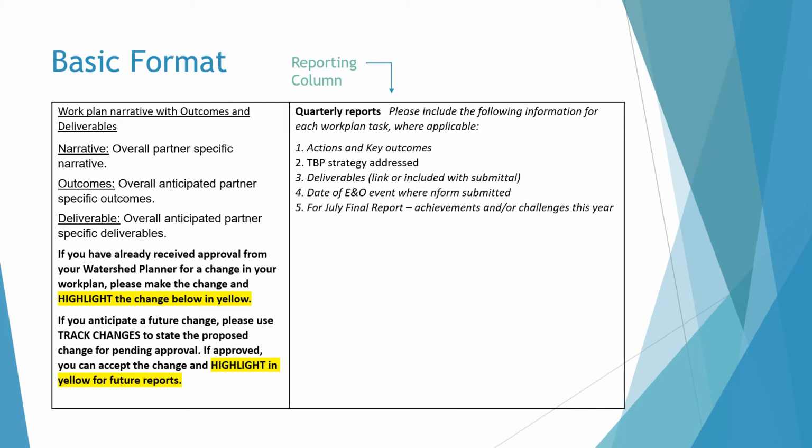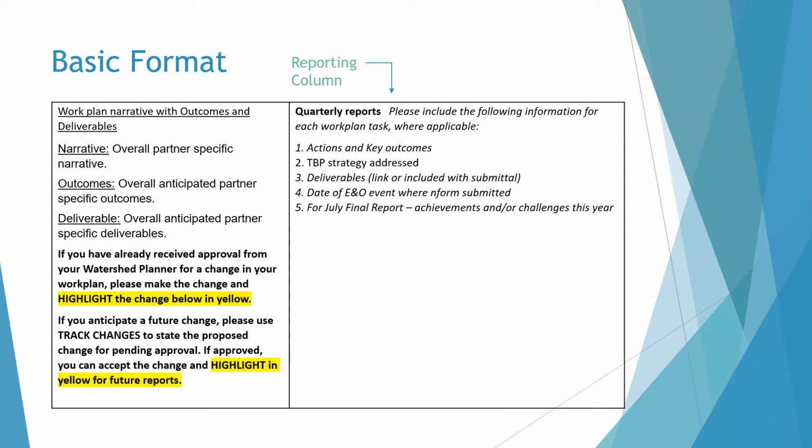Each work plan should have a narrative, outcome, and deliverable associated with each task in the first column. If these need to be updated during the fiscal year reporting period, you can update them in the first column in your quarterly report by following the instructions in bold in the first column in your report.